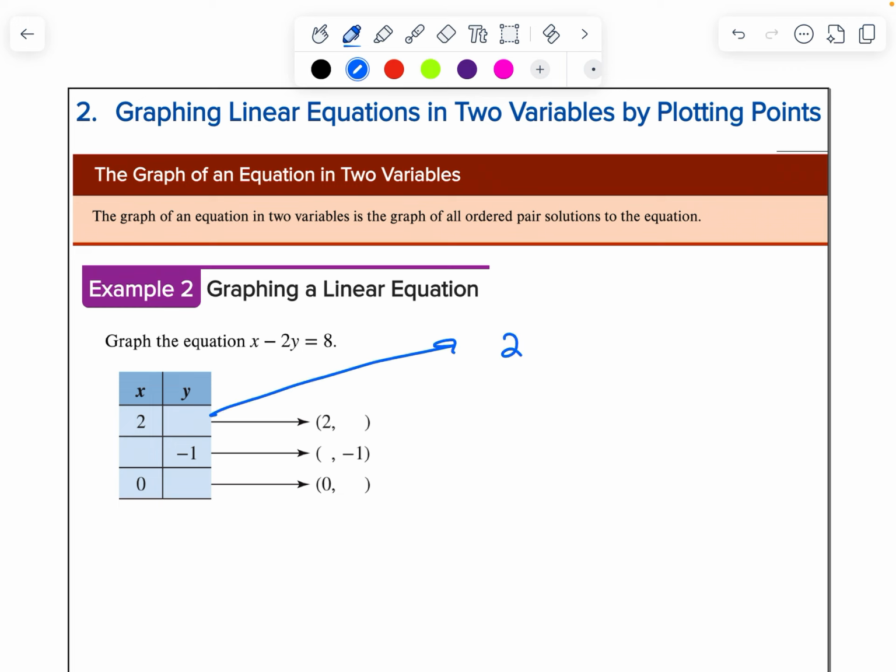So let's see, a 2 for x minus 2y equals 8. I put in a 2 for x here. I could subtract the 2. This is where our unit 1 knowledge has to come in. Divide by the negative 2. And we get y equals negative 3. So at this point, 2, negative 3.